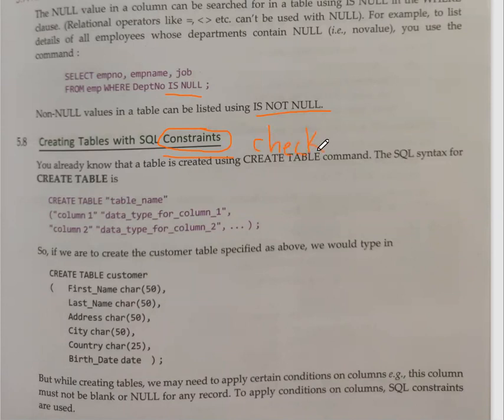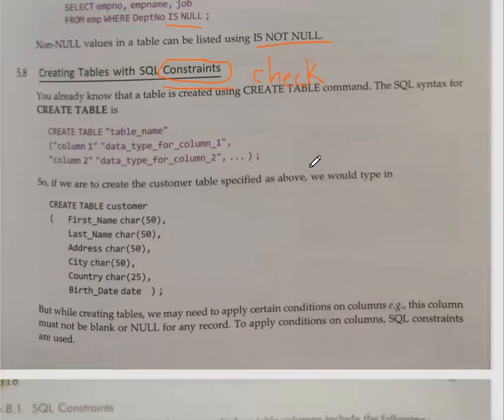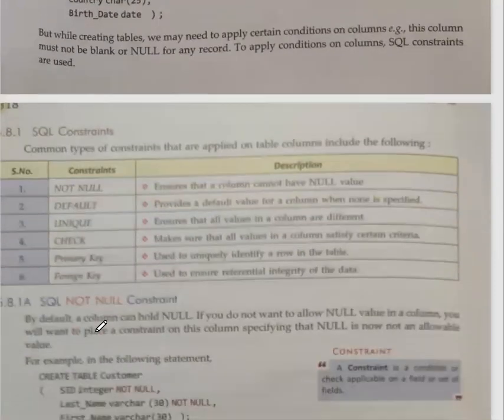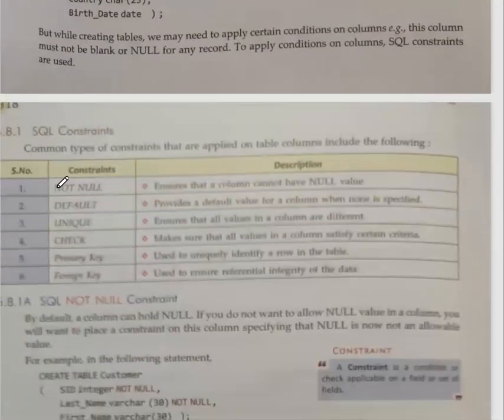Now on the basis of these checks, later on you can insert the values in the table. Now how to do that? For example, right now they have not applied any constraint. Simply they have created one table customer, and all the column names, data types, and ranges are given. Like this they have done for all. Now these are all the constraints that we have in MySQL.